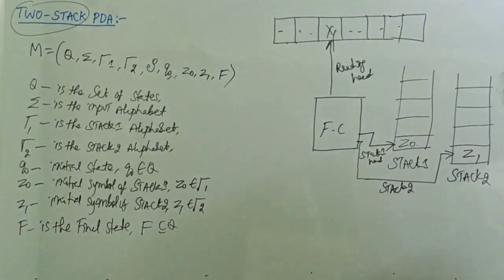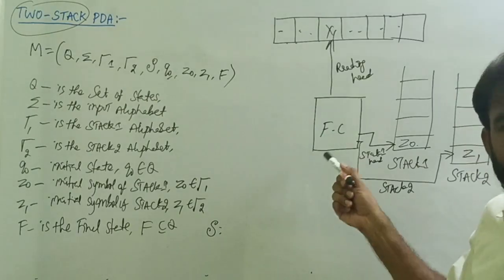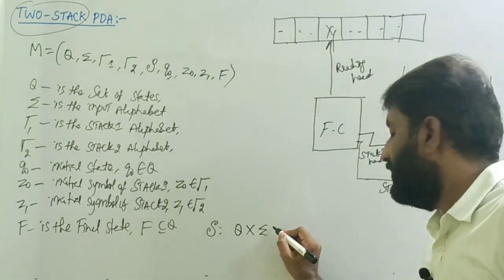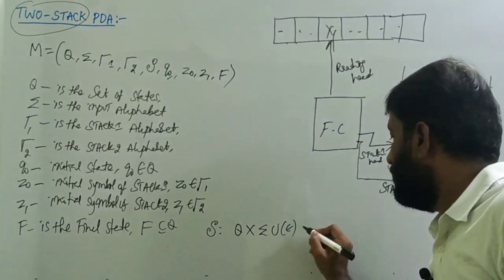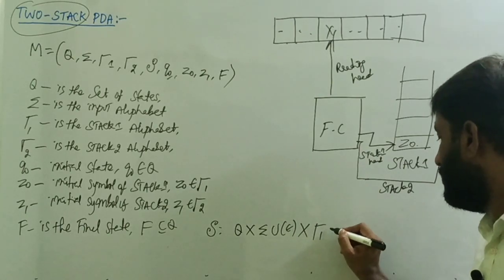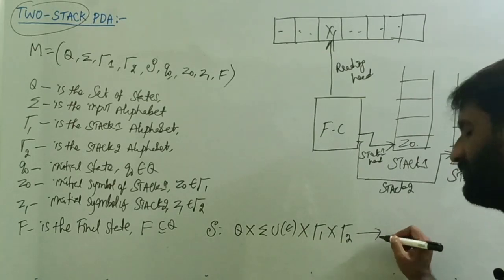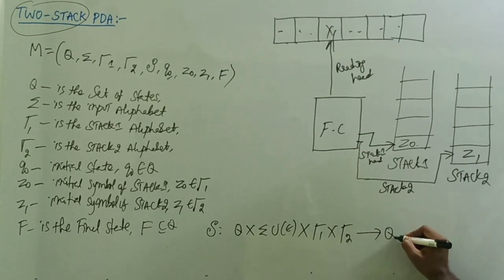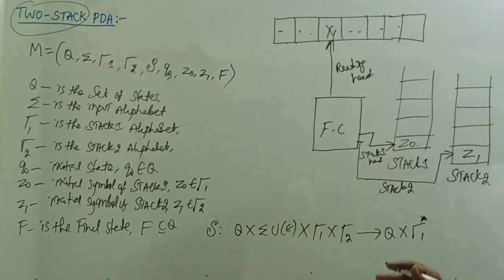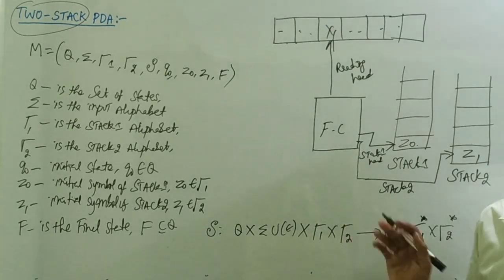Then one important thing is to define the transition function. Take one state Q, cross an input symbol from the input tape including epsilon also, cross one symbol from stack 1, cross one symbol from stack 2, tends to: you can move to a new state or remain in the same state by doing an operation on stack 1, that is either a push operation or pop operation or no operation, and doing an operation on stack 2, either a push operation or pop operation or no operation.